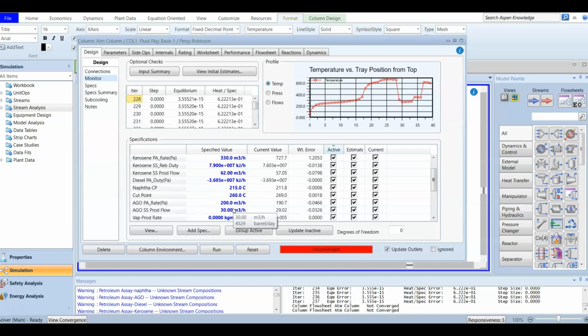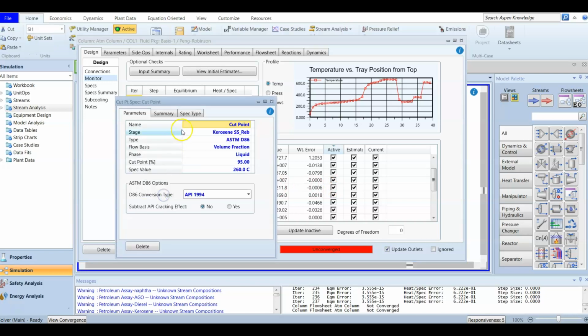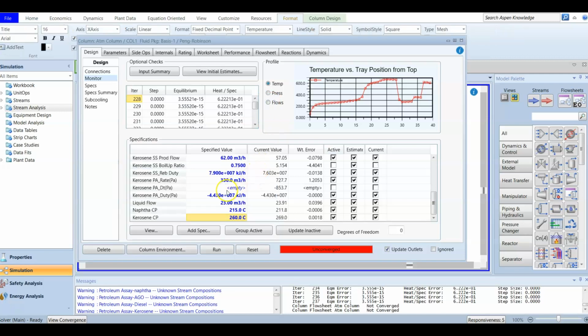Diesel. This is the naphtha cut point and it's here. This we have. Okay, I need to edit this one to be kerosene because we might add another cut point, the kerosene cut point. And okay, this one is okay.